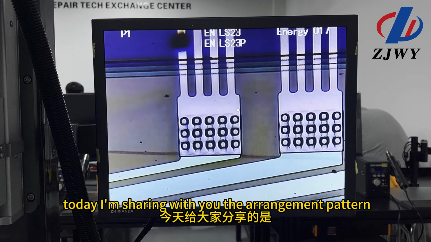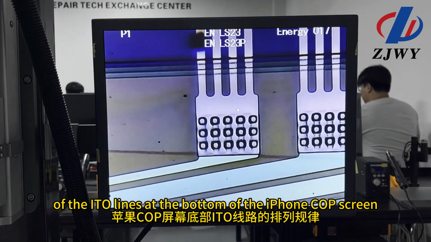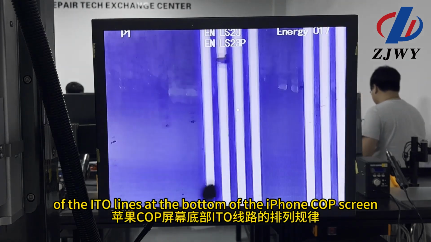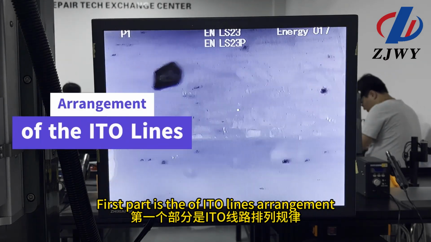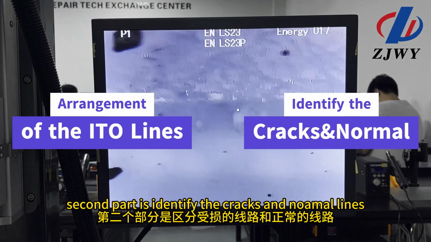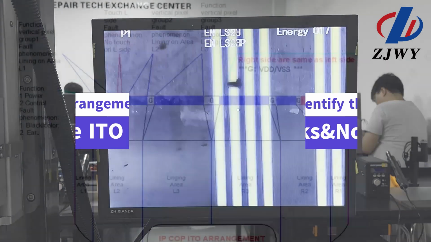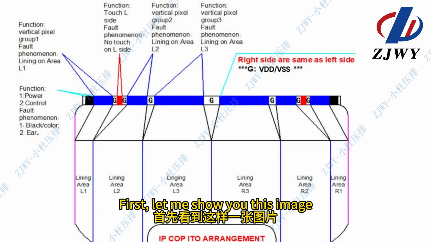Today I'm sharing with you the arrangement pattern of the ITO lines at the bottom of the iPhone top screen. This video will be divided into two parts. First part is the ITO line arrangement. Second part is identify the cracks in normal lines. First, let me show you this image.